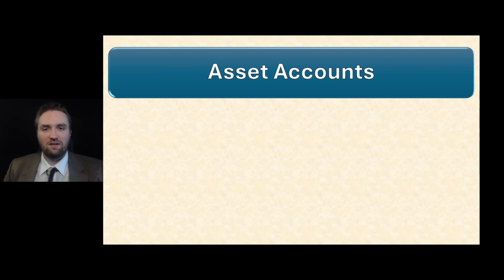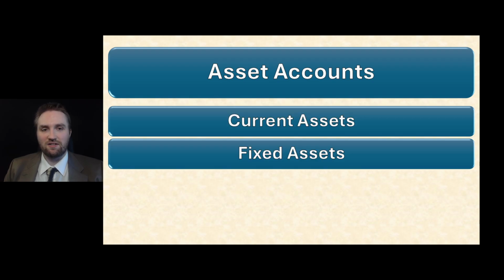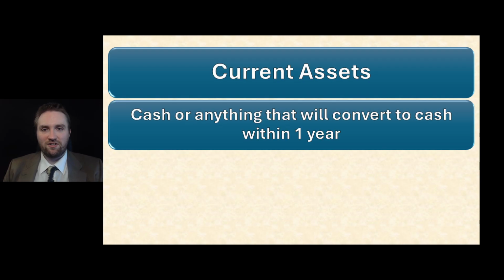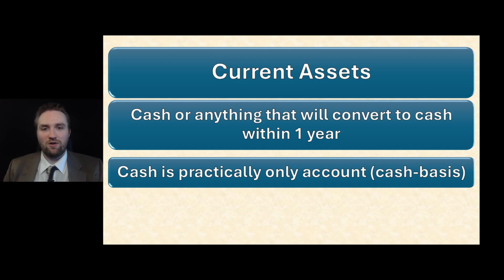Assets. Under the assets section of the chart of accounts, as you might guess, are the accounts for what the business owns. Asset accounts break into 2 categories, current assets and fixed assets. Current assets are cash or assets a business will convert into cash within 1 year. In cash-basis bookkeeping, the only current asset account you'll use is cash, although some may track inventory.